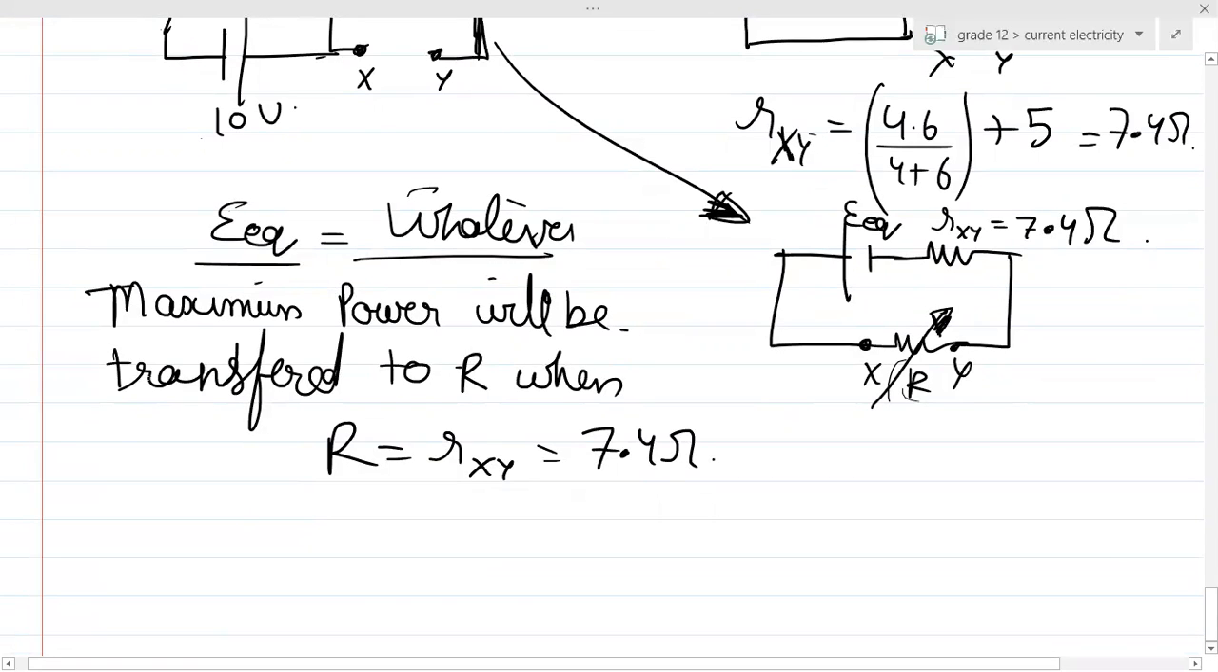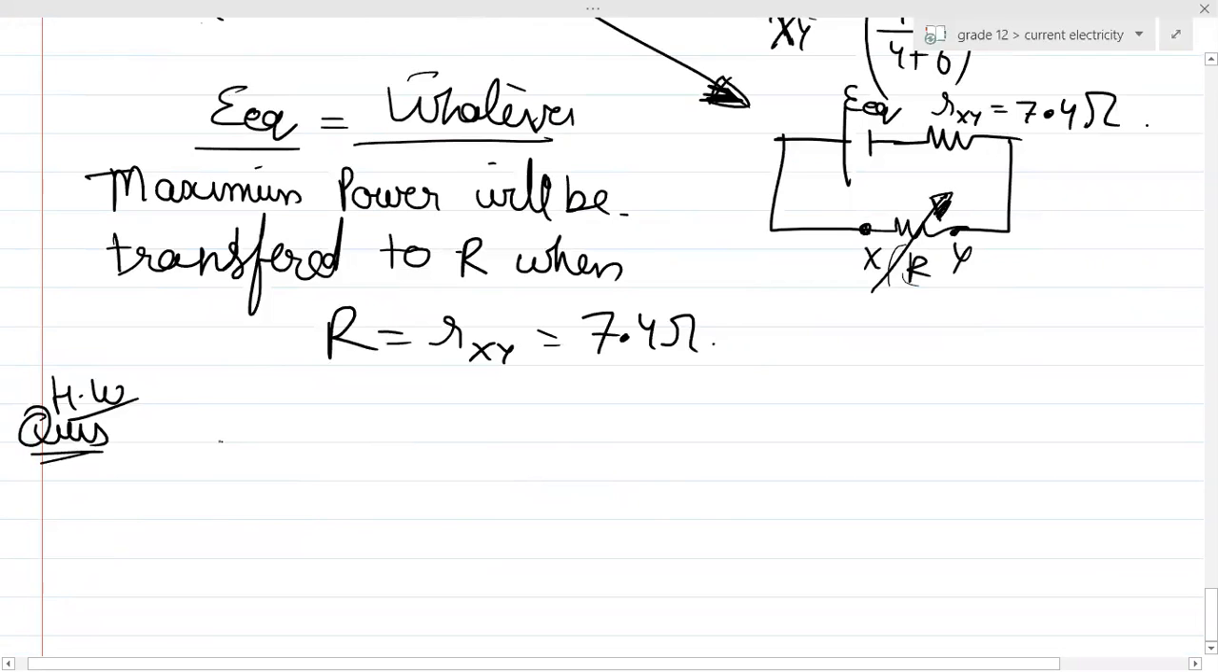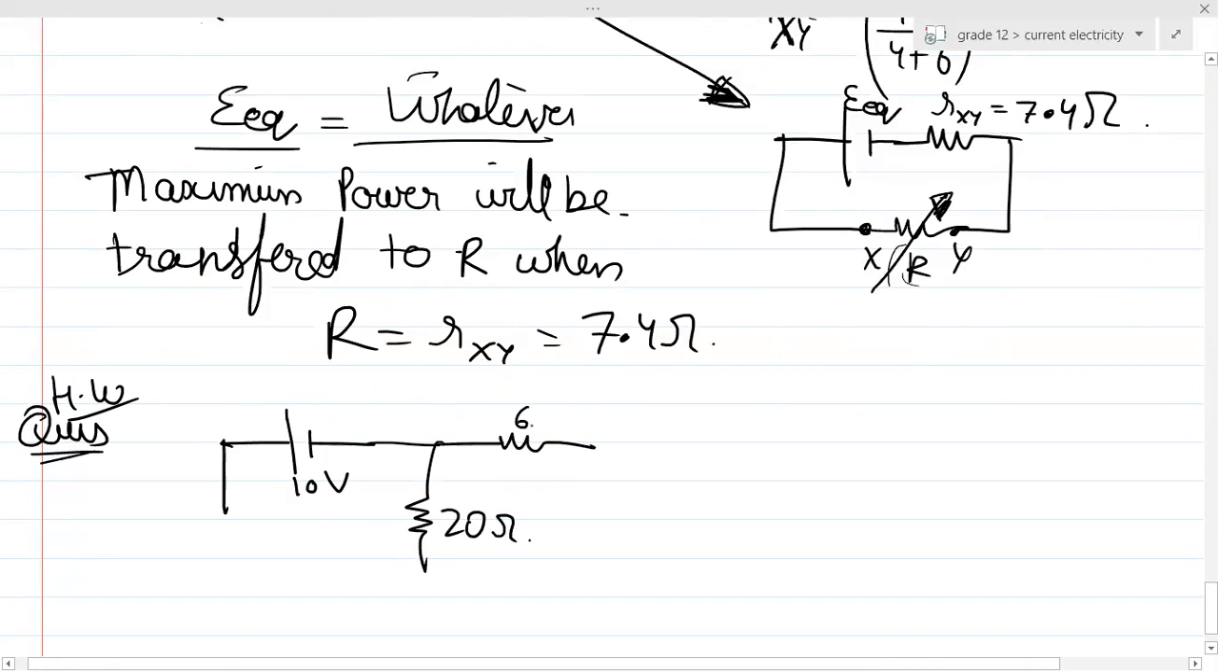Anyways, a question. Homework. Can I give a homework? Yes, sir. This is 10 volt. This is 20 ohm. This is 6 ohm.